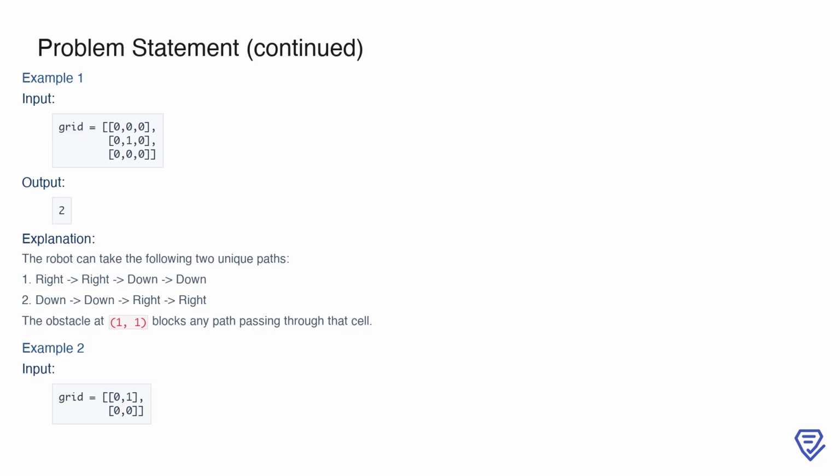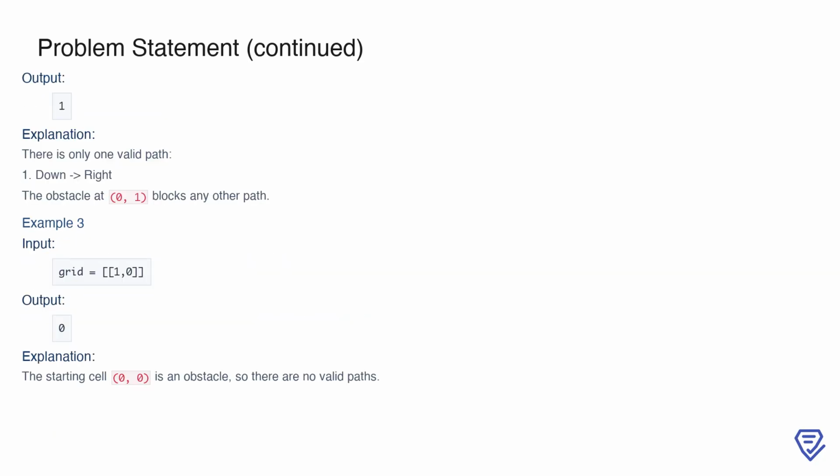In another example, consider the grid 0, 1, 0, 0. Here, the output is 1. There is only one valid path for the robot, moving down first and then moving right. The obstacle at (0, 1) blocks any path that would involve moving right from the starting position. Finally, in a third example, take the grid 1, 0. In this case, the output is 0 because the starting cell (0, 0) itself is an obstacle. Since the robot cannot even begin its journey, there are no valid paths to the destination.